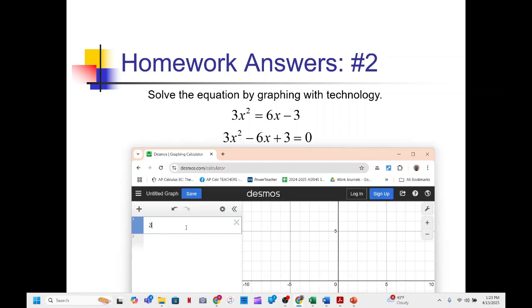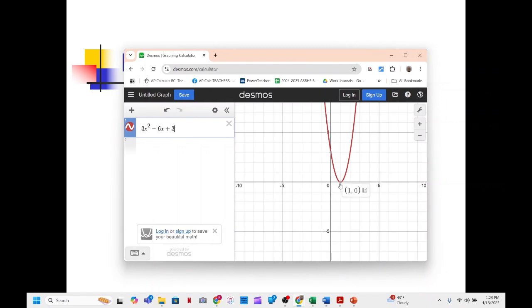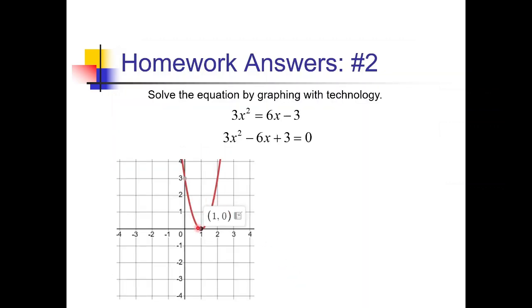We've got 3x squared minus 6x plus 3. And I'll just move that up a little so I can see it better. So it looks like we've got just this one spot where we're touching the x-axis at positive 1. So here's the graph we just saw there. So then x equals 1 would be our solution to this one.